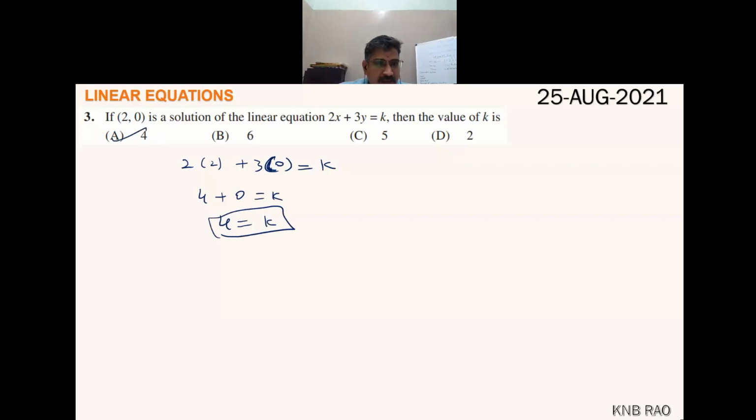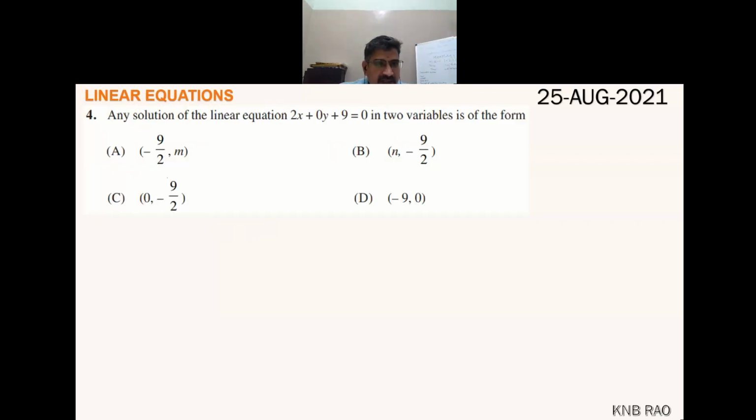Moving on to question number 4. Now tell me what is the right answer? Any solution of the linear equation 2x plus 0y plus 9 equals to 0 in two variables is of the form.